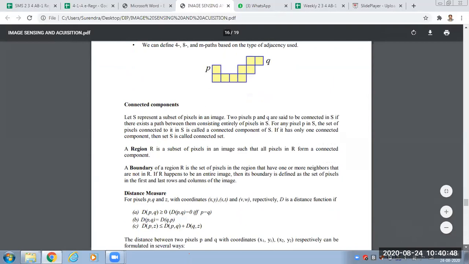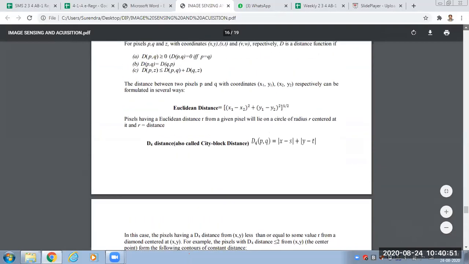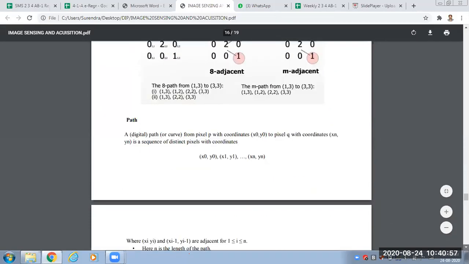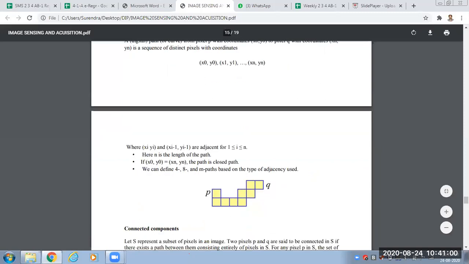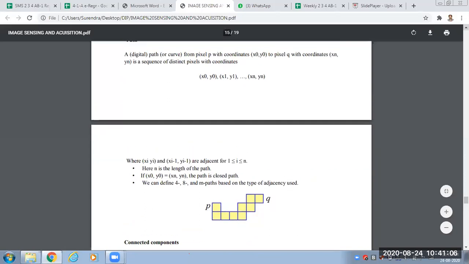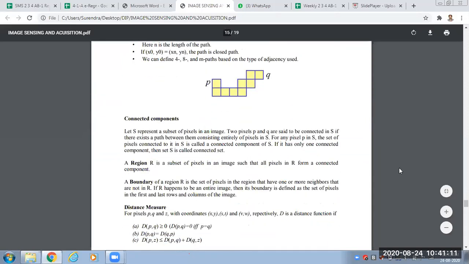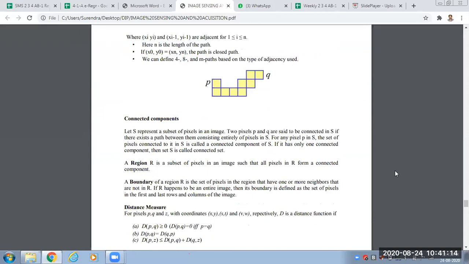And the last one is region and boundary. I already told you, a region is nothing but a subset. A boundary is formed when we take two subsets; if you consider only one region, there is no boundary. If you consider two subsets, there are definitely two pixel values, pixel P and pixel Q. If pixel P belongs to the first region and pixel Q belongs to the second region, definitely there is a boundary between the two regions.